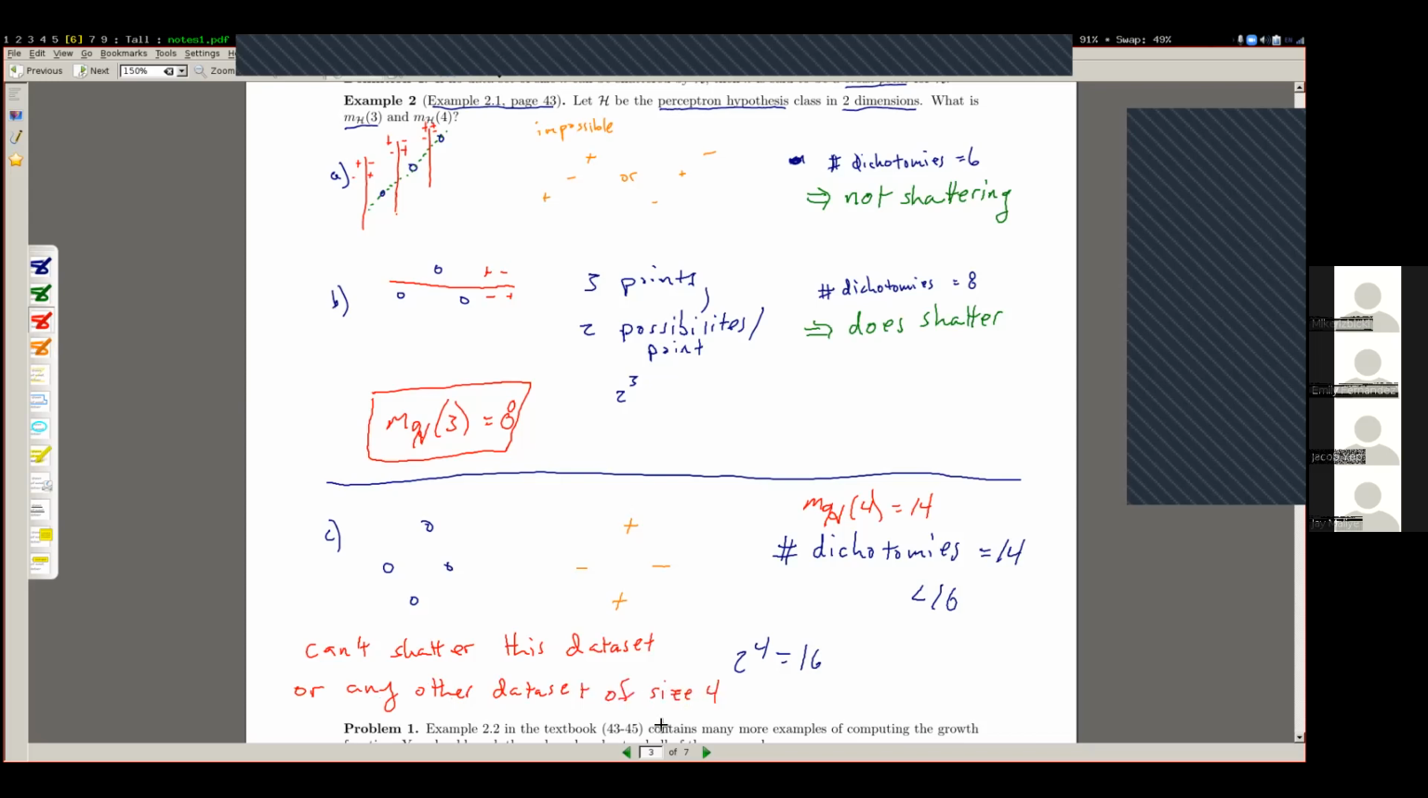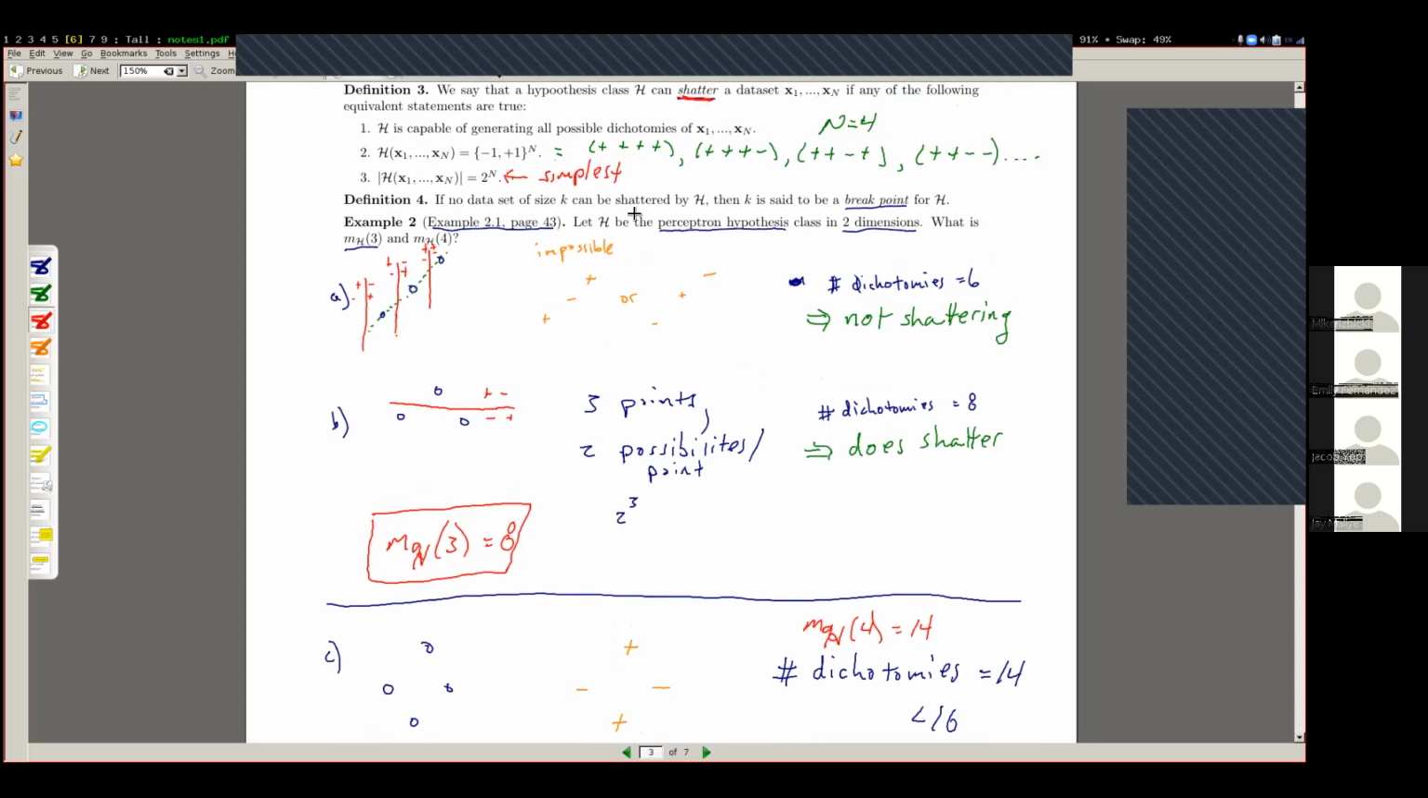And the intuition for why we care about shattering is that this somehow puts a limit on how powerful our perceptron hypothesis class is. We know that if we have 4 data points, then there are certain things that we just cannot do. And that's actually going to be a good thing. We want to have those limits on our hypothesis class because it's going to give us good generalization bounds.